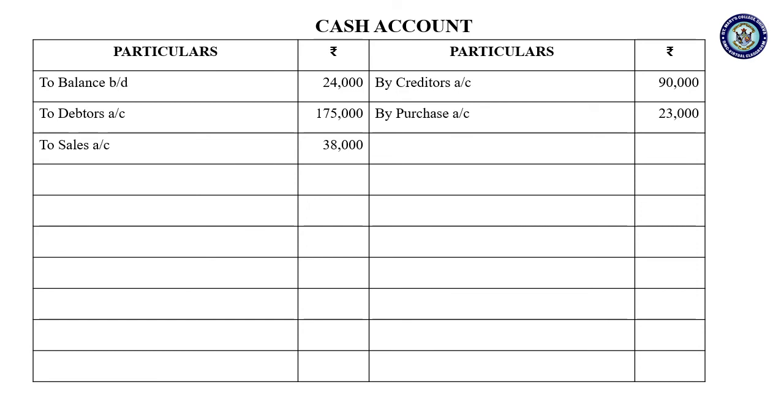Okay, next, sales return and purchase return will not affect my cash account. Drawings: we pass the journal entry drawings account debit to cash. So in the cash account it is by drawings account, 20,000.